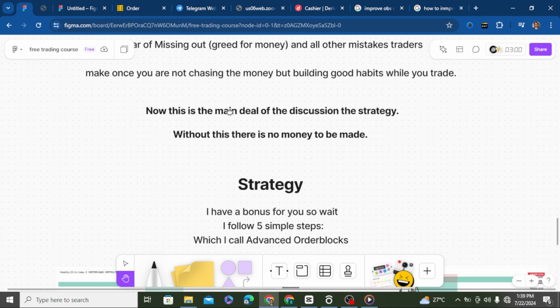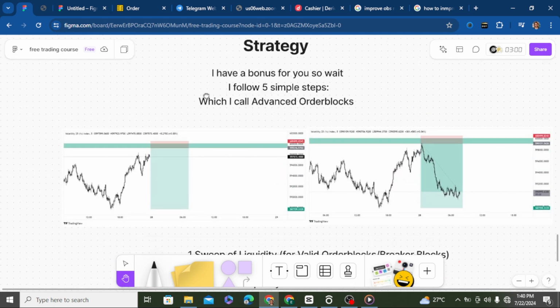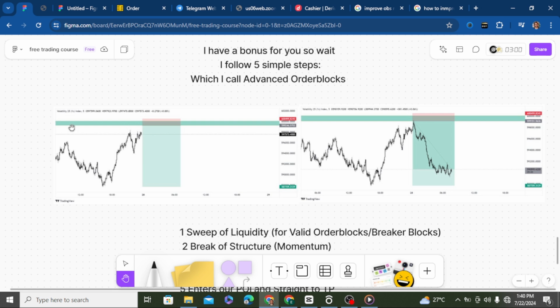Now, I basically follow just 5 simple steps, which I call advanced order blocks. You won't really find this on YouTube because it's my terminology. I actually made it up. This is just an example of a trade I took. I marked out my POI. I'll make more in-depth videos or live sessions with you guys in the future.